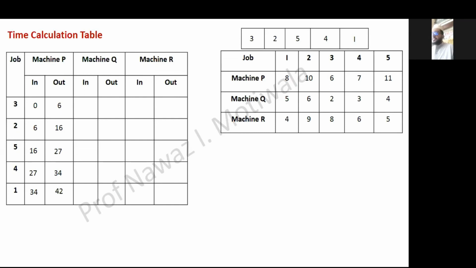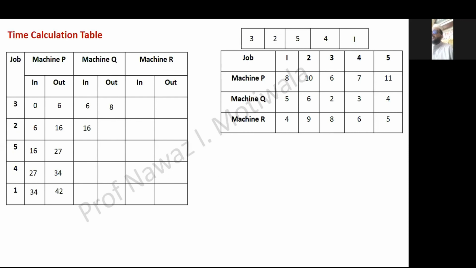Now let me give you a start for machine Q and then you will proceed further. The out time of the first job is 6. So this will now become the in time for the next job, because as the job is processed on machine 1, it can't be transferred to machine 2. It will be transferred only when it is completed on machine P. So here the in time will be 6, and for the out time we have to see how much time machine Q requires on job 3. It is 2 hours, so 6 plus 2 I will get 8.